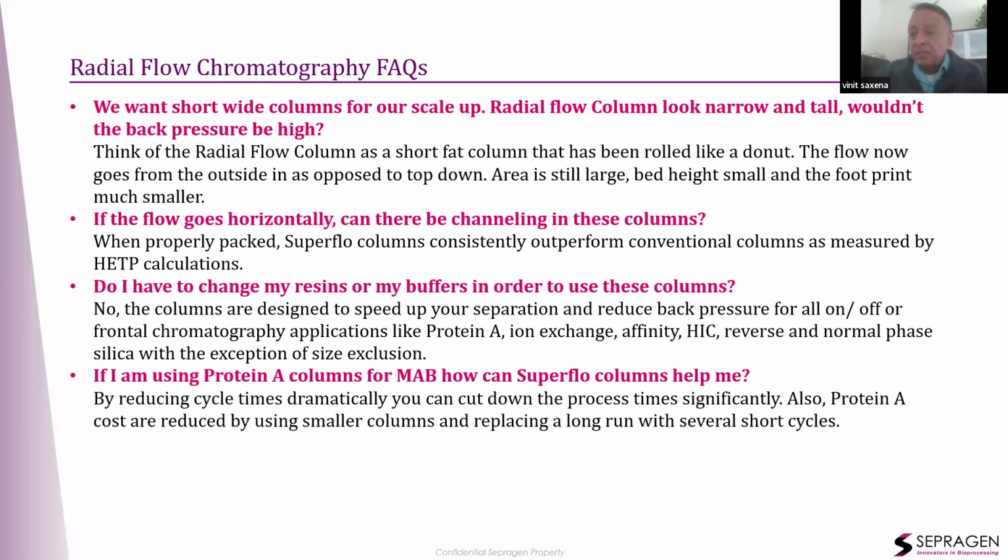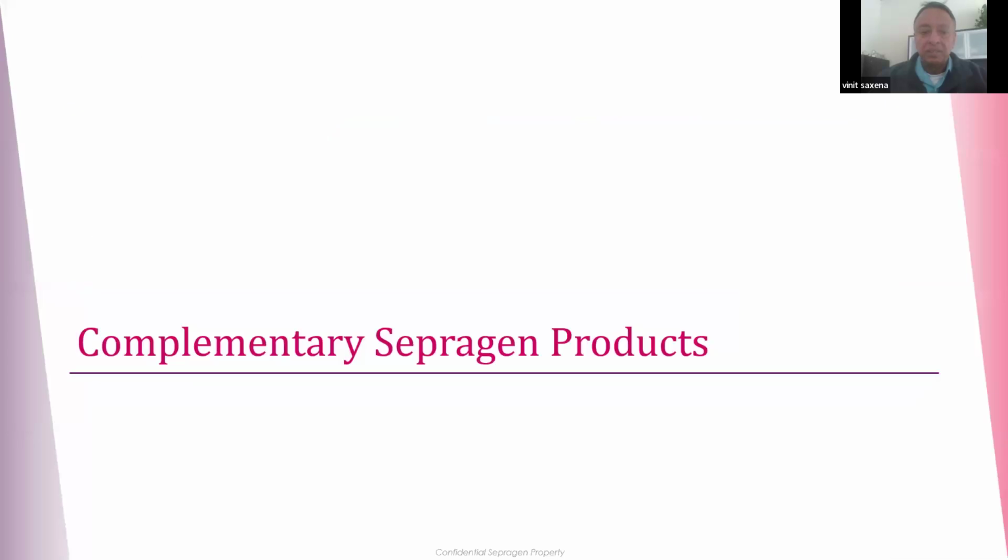And for using radial flow columns, do I have to use somebody's specific resin or use our systems? No. You can use anyone's resins. You can use anyone's systems. Stick with what you have. But if you are looking to upgrade the flow capacities and the skids, we certainly can support you in that. Or if you're looking for certain ion exchange resins, we can support you with that.